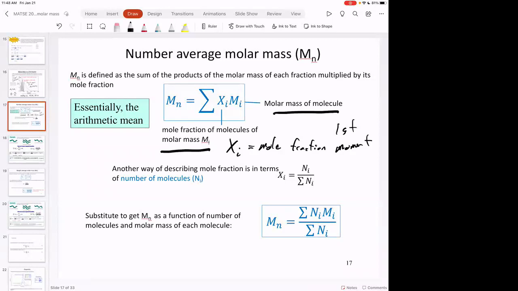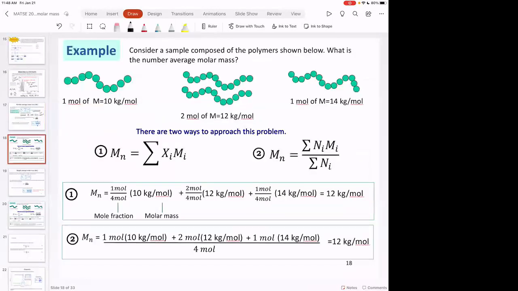But remember, Mn is based on the number of moles. And so this summation, you should be familiar with this. So you can have capital X_i, which is the mole fraction. But of course, this is the same thing because you just take the moles of whatever you're talking about divided by total moles. So make sure you're okay with summation notation and how to get mole fractions from moles and things like that. And we have a nice example.